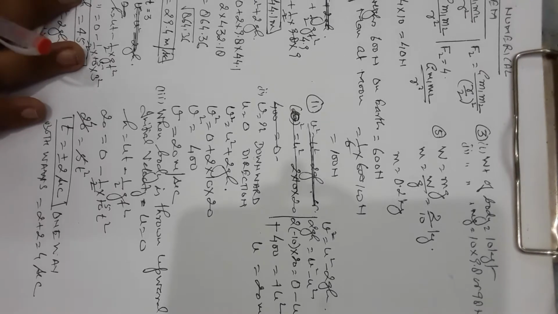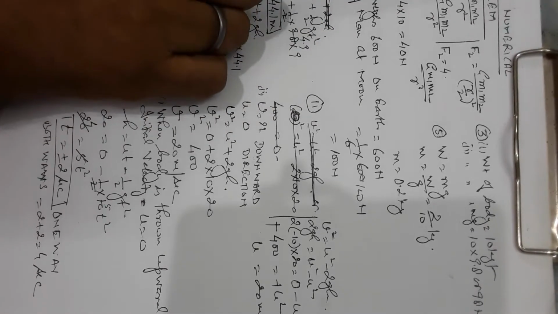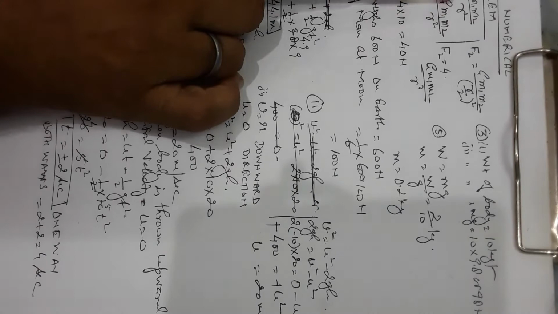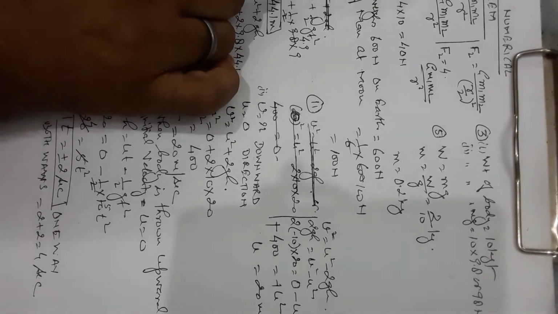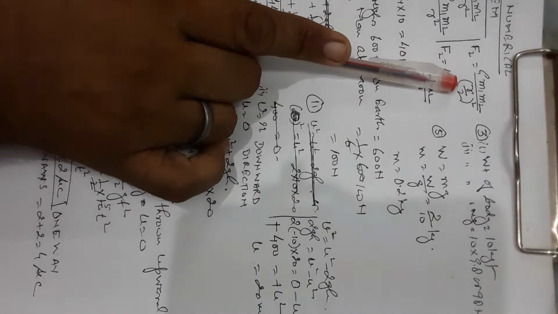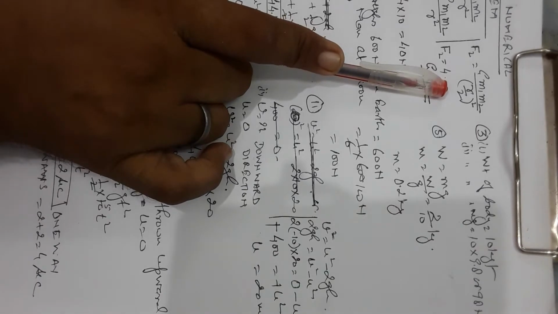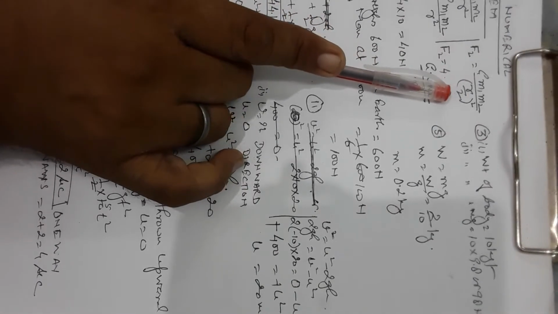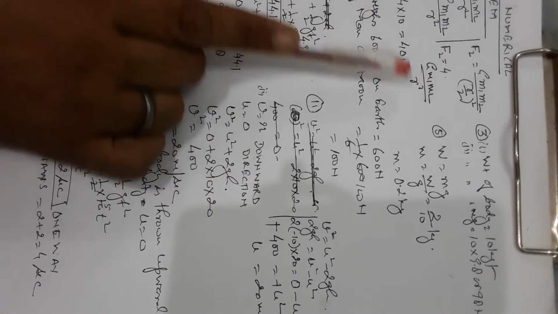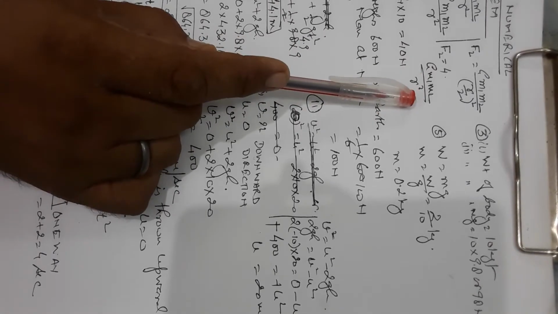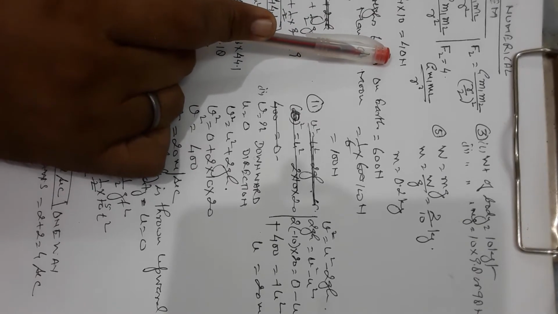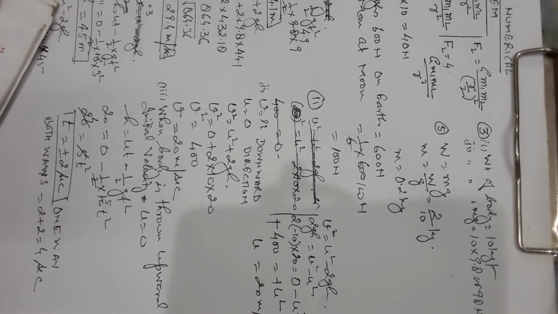So according to the relation, F is equal to G m1 m2 upon r square. Force is 10 Newton, G m1 m2 upon r square, is the first case. In the second case, if separation is reduced to half, F2 is equal to G m1 m2 upon (r by 2) whole square, which is equal to 4 times. So equalizing both the equations, F2 is equal to 4 into 10, 40 Newton.